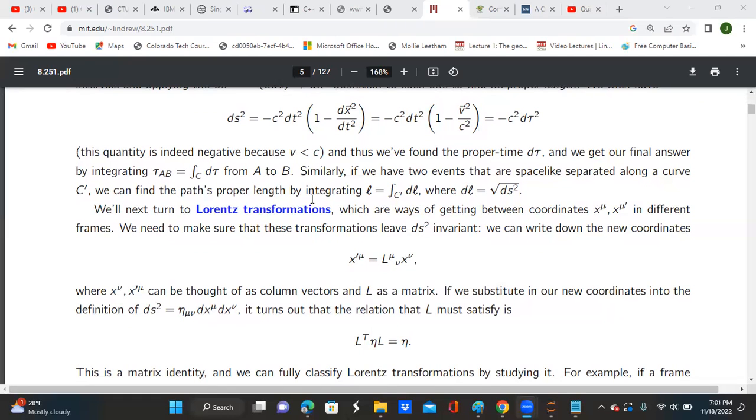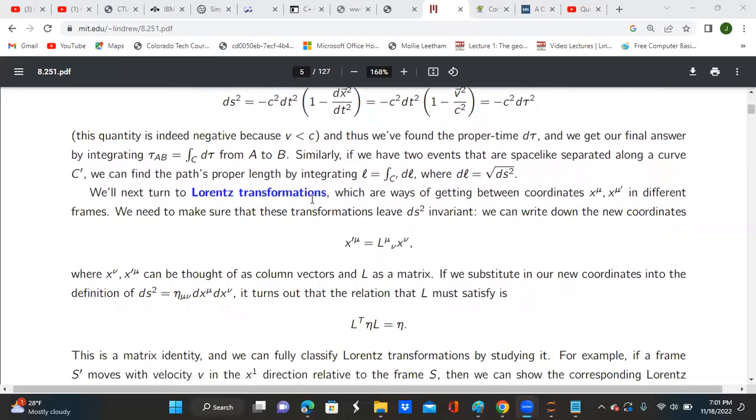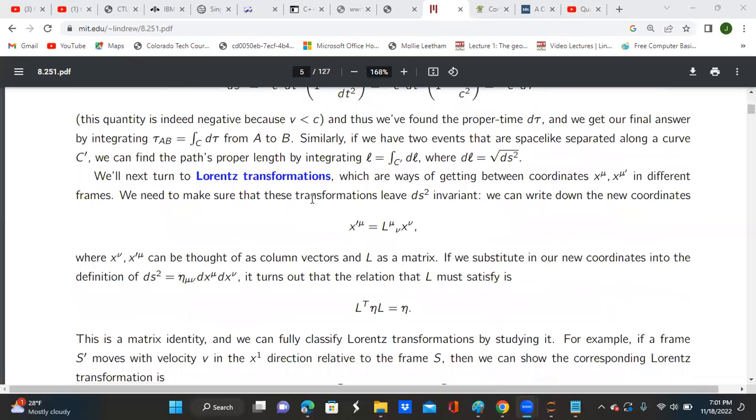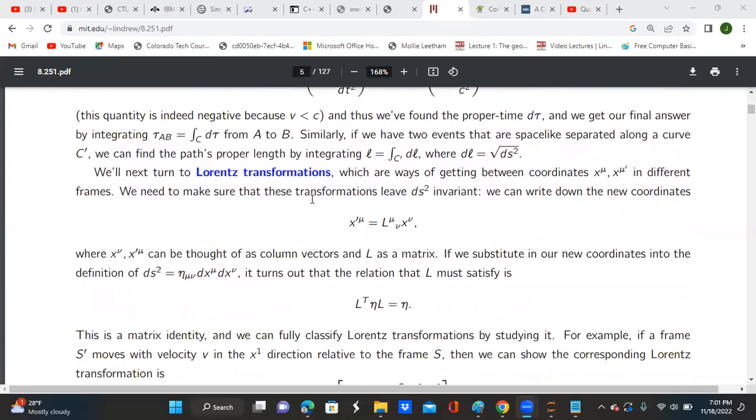Similarly, if we have two events that are space-like separated along a curve C prime, we can find the path's proper length by integrating L equals the integral over C prime of dL, where dL equals the square root of ds squared. We will next turn to Lorentz transformations.